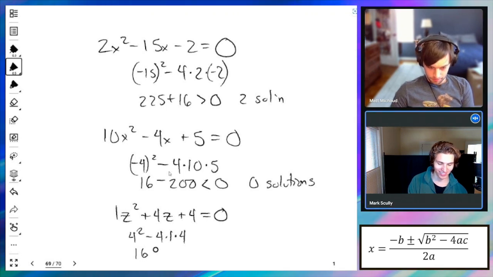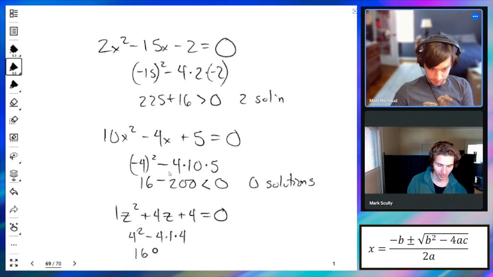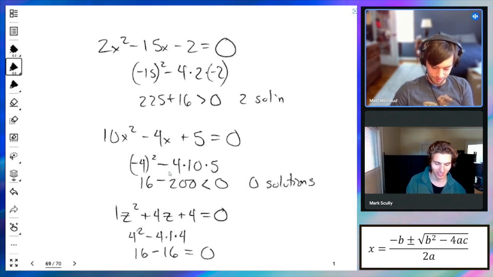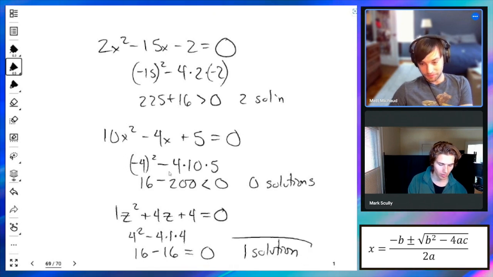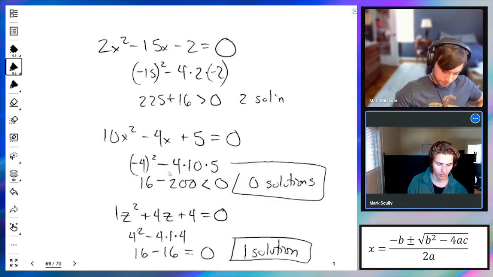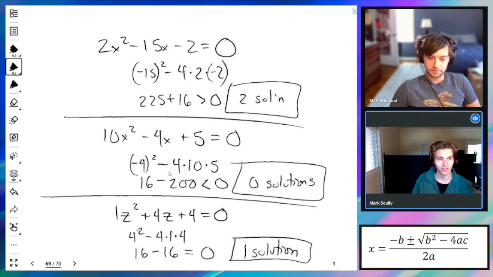No worries. So 4 squared is 16 minus 16. Okay. So now we've determined that the answer is in fact 0 by calculating it. But because it's 0, we know that it's one solution. Perfect. Nice. Awesome. Good stuff, Matt.